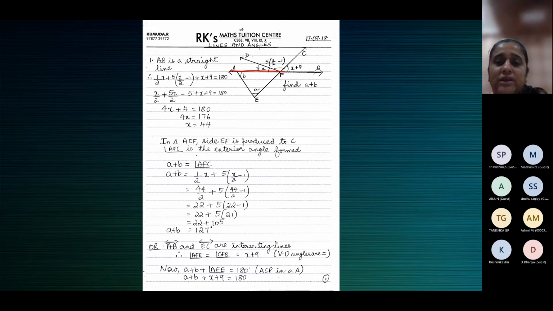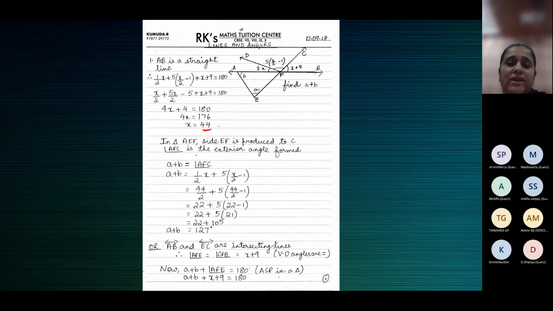So AB is a straight line, and we have 3 angles on it. The sum of those 3 angles, half x, 5 into x by 2 minus 1, and x plus 9, will be equal to 180. Now you know how to solve this. 5 into x by 2 is 5x by 2, 5 into minus 1 is minus 5. Open up the bracket, simplify, and find the value of x. x is equal to 44. Now we found the value of x.